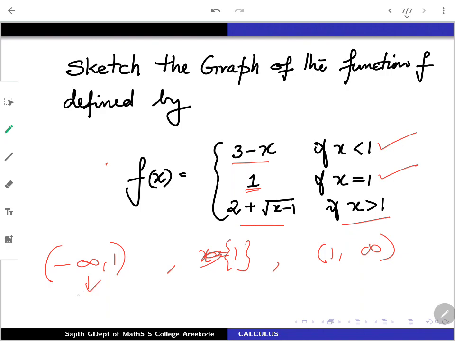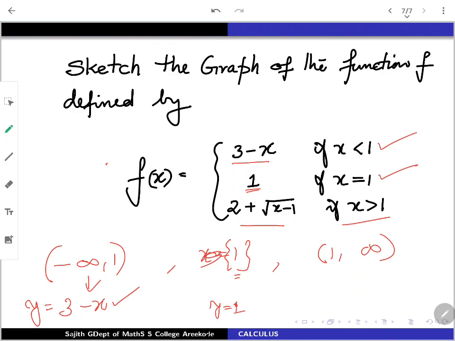So here you have to look at the graph y equals 3 minus x. 3 minus x is easy to plot. You already know y equals minus x. You shift 3 units upward and you will get the graph up to this span. Now at exactly 1, only one value, whenever the input is just 1, you give 1. That is y equals 1.